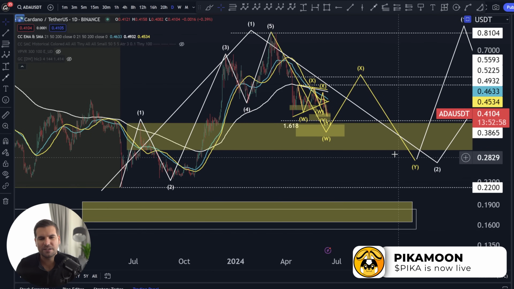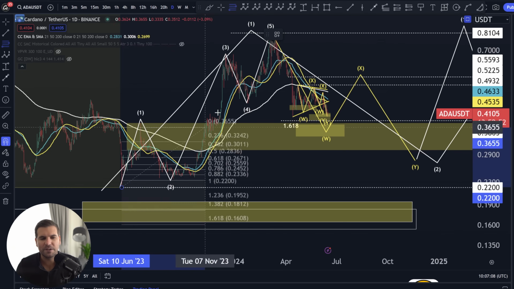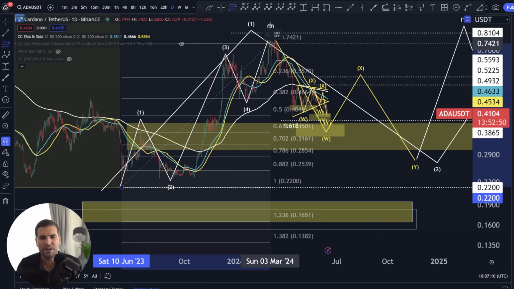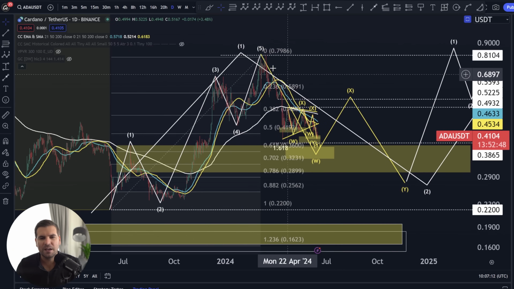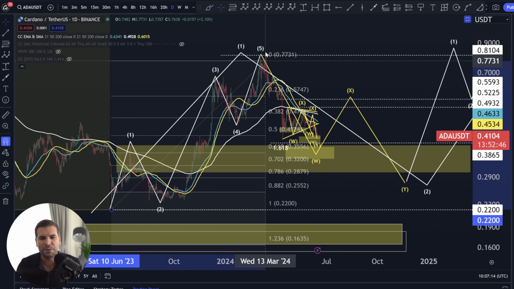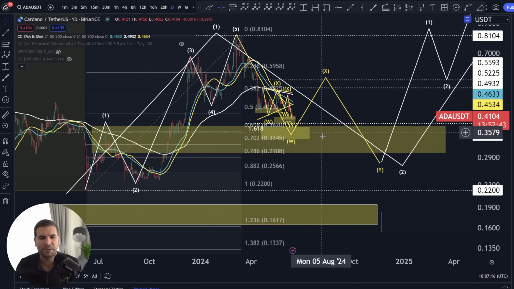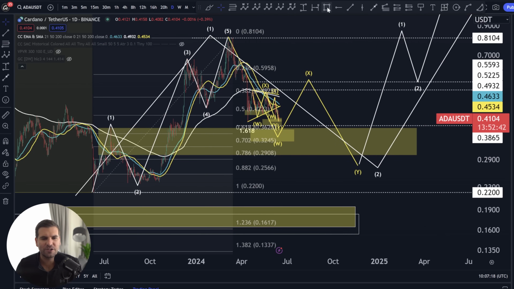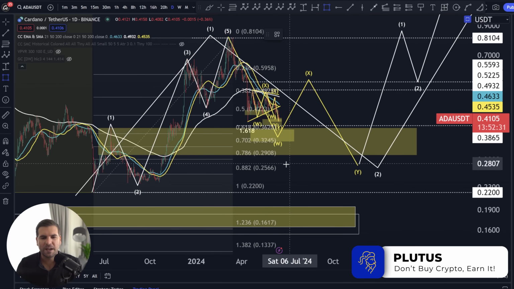But for the most part, we can see that this correction that we're currently in, if we do come down into those lower ranges where we could talk about sub 30 cents, well, that in itself isn't terrible because it would put us right in line with what a typical wave 2 would be doing, and that wave 2 would typically be between 50 and 88.2% of the correction of what happened to the upside. So the pump to the upside here, this 5-wave pattern from the lows of June 2023 to the peaks of March 2024, a 50 to 88.2% correction.